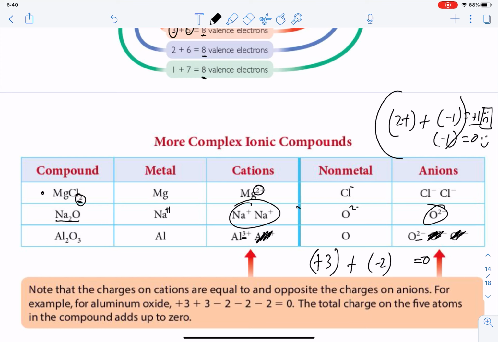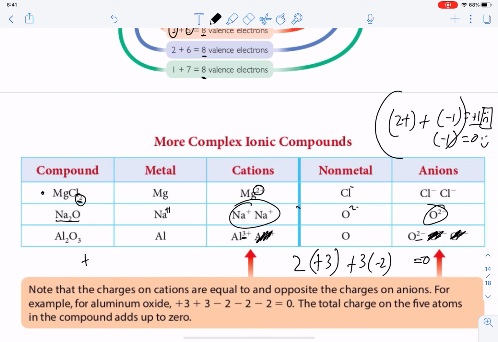So this is where we kind of find the lowest common denominator. Right? So what number is the lowest number that 3 and 2 share? 6. So we need to make sure each number adds up or multiplies to 6. So for -2, that'll be 3, in this case 3 oxygen. All right, 3 times -2 is -6. And then for aluminum, we need a 2 there. So we do 2 times 3.